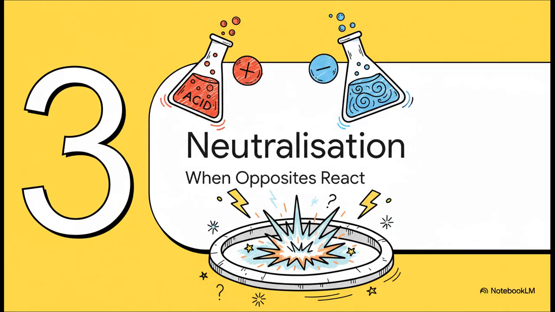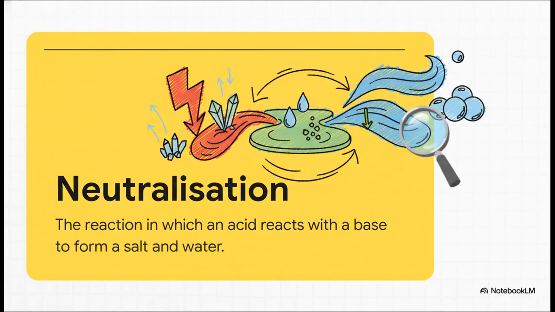Okay, so we've got our opponents, we've got the arena. What happens when we actually put an acid and a base together? This, right here, is where the action happens. It's a reaction called neutralization. And the name says it all. The two substances basically just cancel each other out. All those unique properties, the sharpness of the acid, the slipperiness of the base, they just disappear. And in their place, you get two brand new, totally neutral substances.